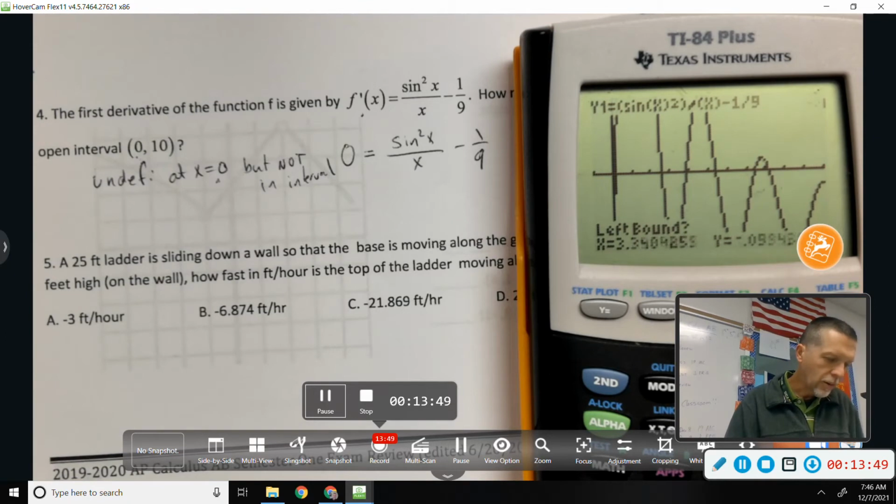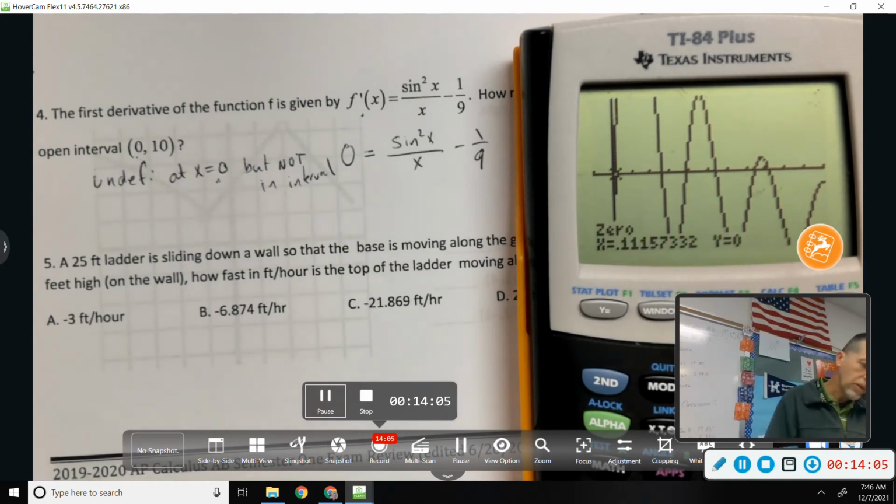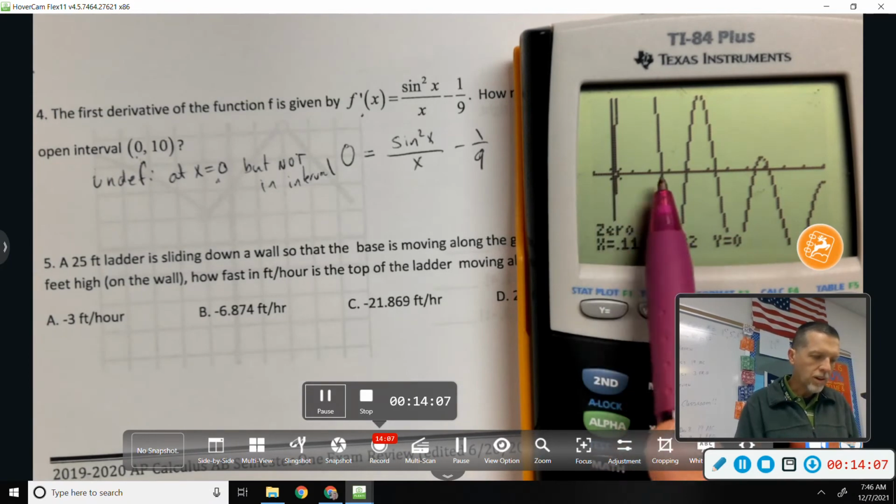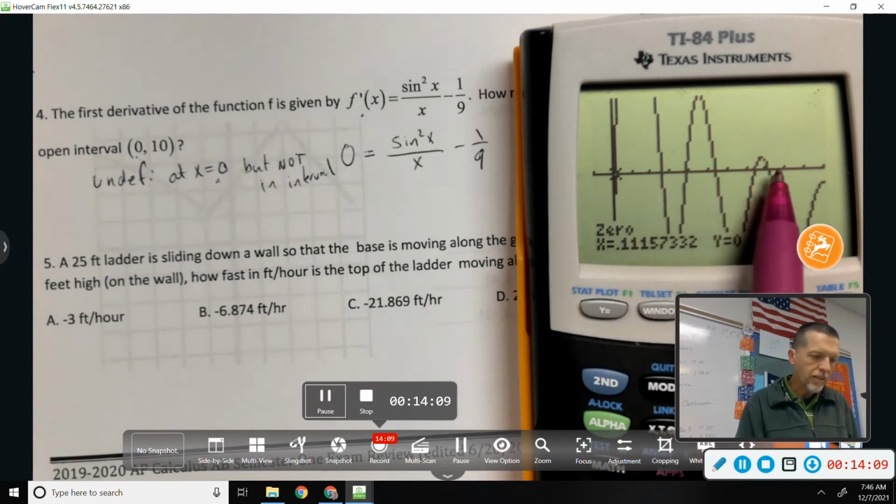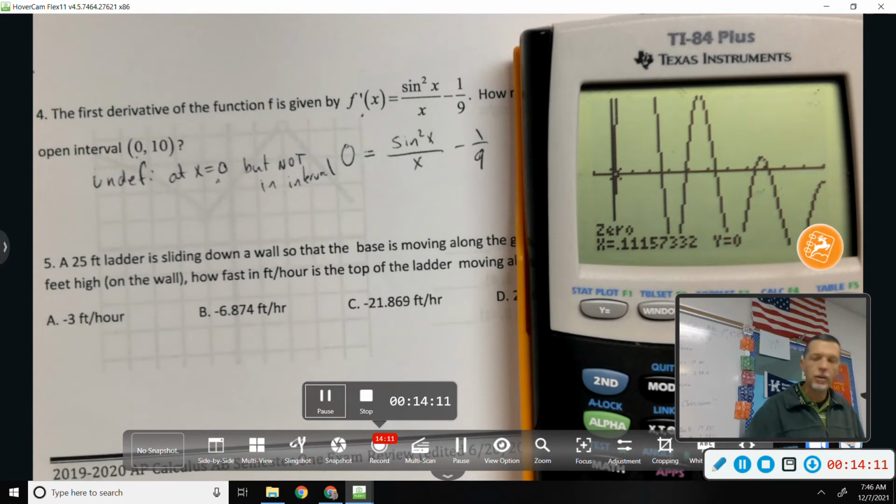And I don't care what they are, it's just a matter of counting them, but I need to see if that's really one right there or not. There it is. Left bound, enter, right bound, enter, guess. So there is one at 0.11. So that's 1, 2, 3, 4, 5, 6. Which means I think the key was wrong because I didn't look close enough.